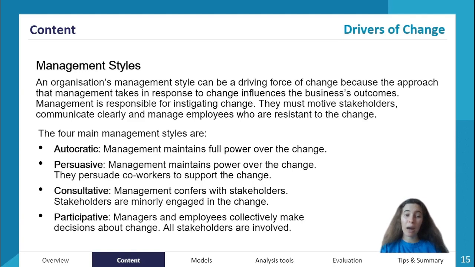So the 4 main management styles that you need to know are autocratic, which is where the management is maintaining full power over the control. Persuasive, so this is where management is still maintaining power over the change, but they are doing this persuasive kind of process to get co-workers to support the change. Consultative is where we've got management working with stakeholders. So stakeholders are somewhat engaged in the change. They get a voice in the change, but ultimately it's still going to be the management that makes the decision.